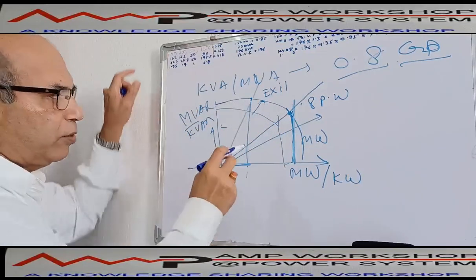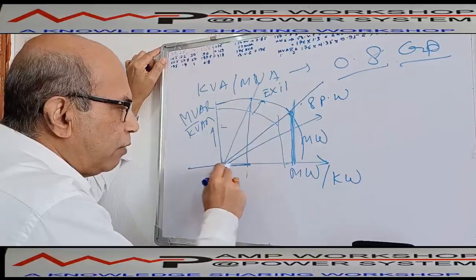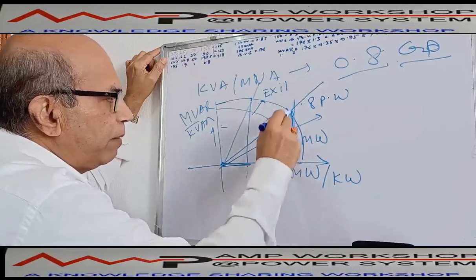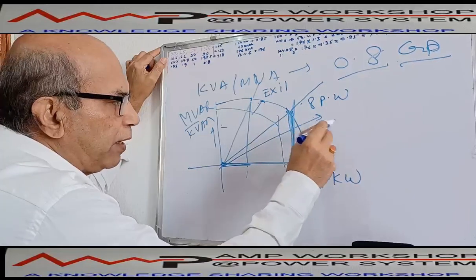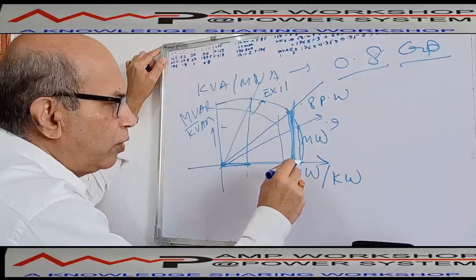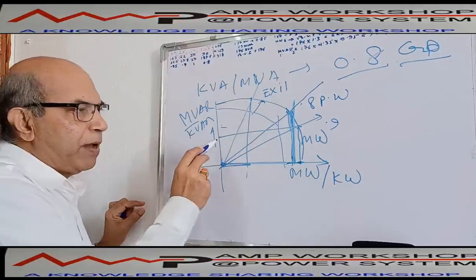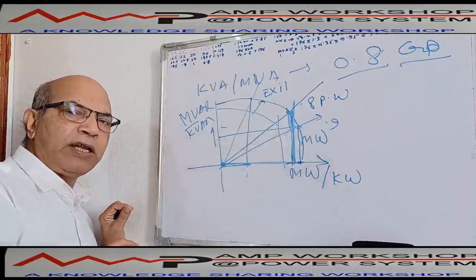So for a generator, suppose a 0.8 power factor generator, you can load the generator up to this megawatt and you can get this amount of MVAR. If the generator is 0.9 power factor, maybe you can get more megawatt, and the megavar will be less. As you increase the power factor, megavar generation capacity is gradually reducing.